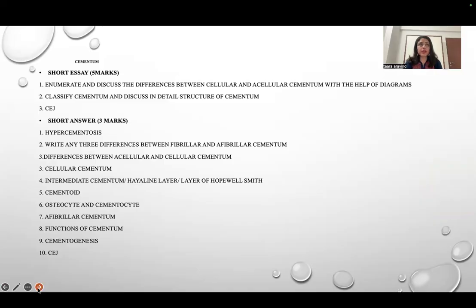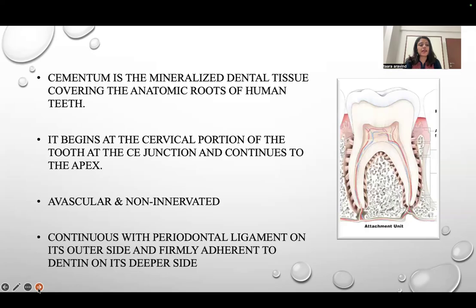So I have prepared the presentation based on these questions. And now let's start with cementum. Cementum is a mineralized dental tissue covering the anatomic roots of human teeth. It begins at the cervical portion of the tooth at the cemento-enamel junction and continues to the apex.